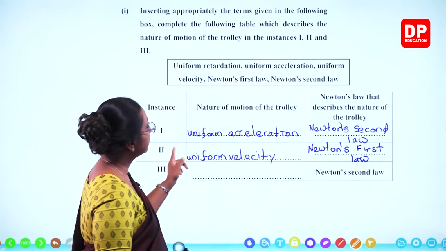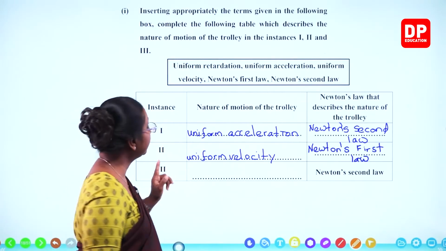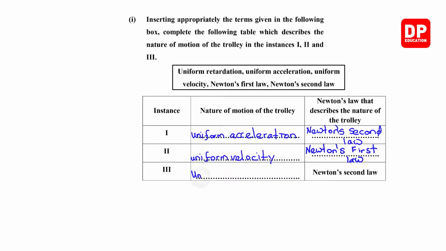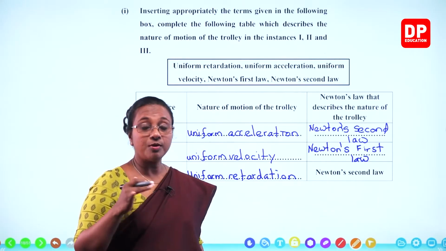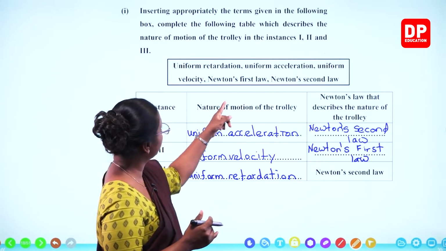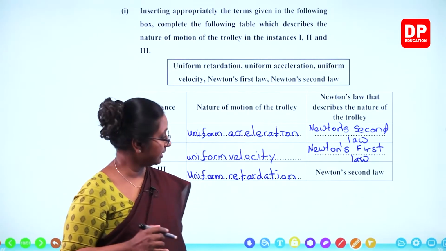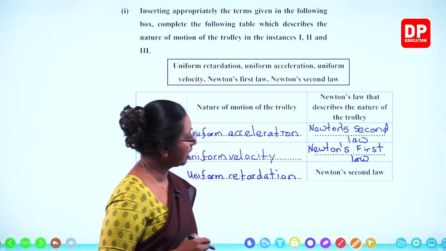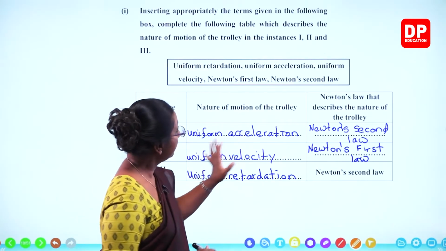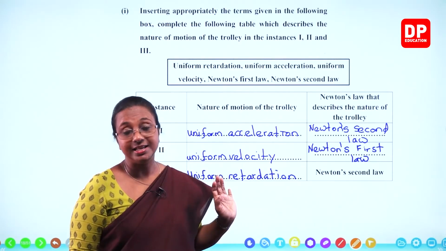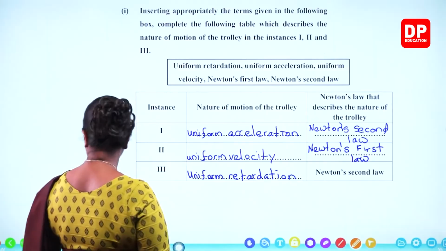Then the third instance, again you saw it was uniform retardation. Now, when I wrote it in the activity, the diagram, I wrote it as uniform deceleration, but I told you all uniform retardation means uniform deceleration. Here they have already filled it for us, Newton's second law. So, is that clear, students? So, this is how we fill up the table for the 3 instances. With that, I'll move on to the next one.